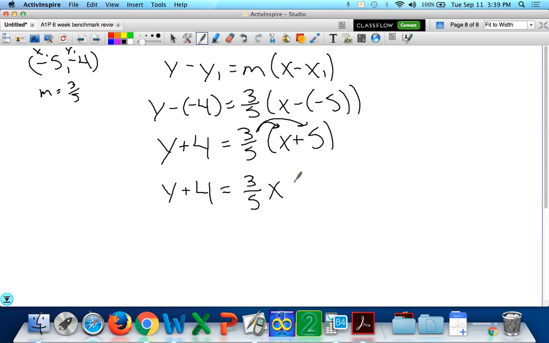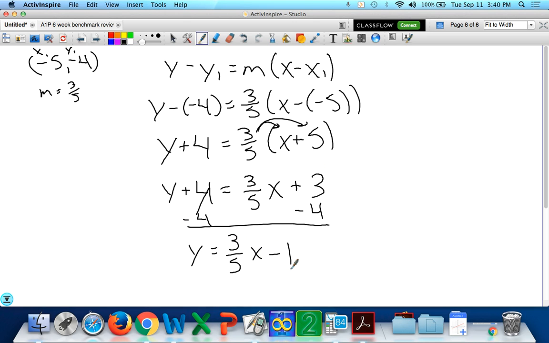3/5 times 5, guys, be careful. If you're not sure, do this in the calculator. This is a 5/1, meaning that 5 in the numerator and this 5 in the denominator cancel out, leaving us with just the 3. And then finally, we subtract 4 from both sides. When I do that, I get that y equals 3/5 x minus 1.